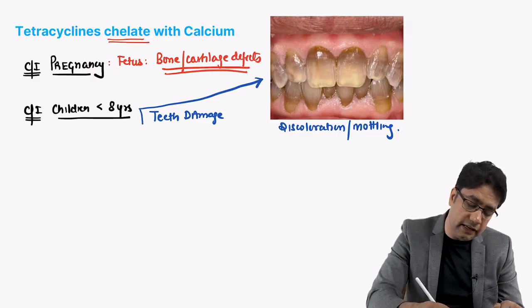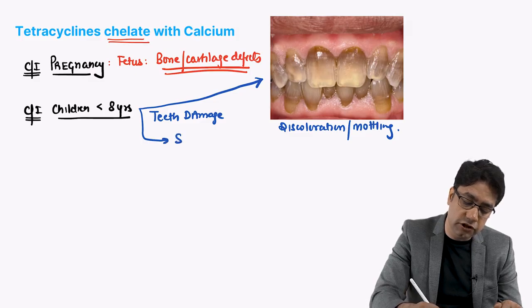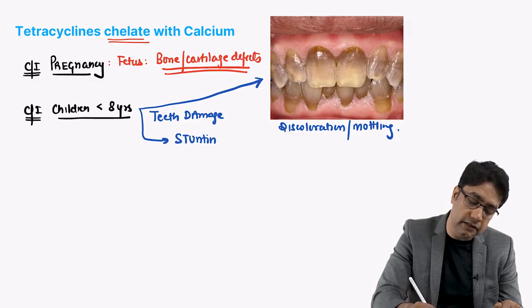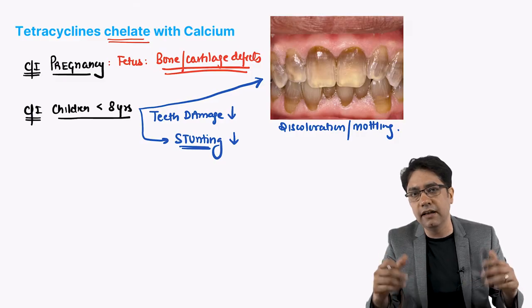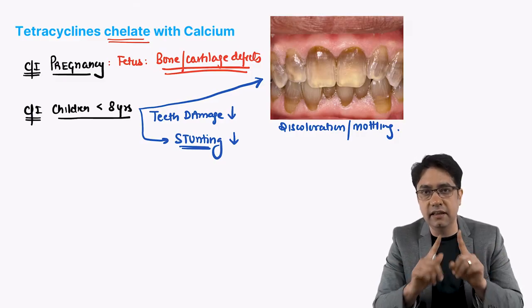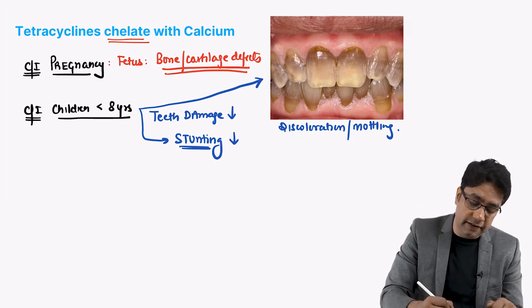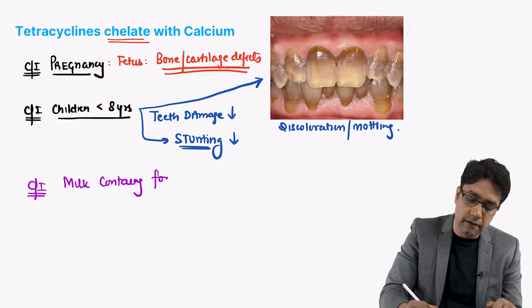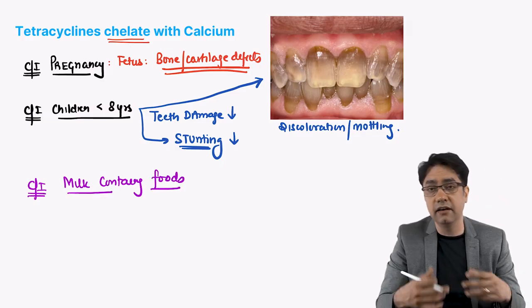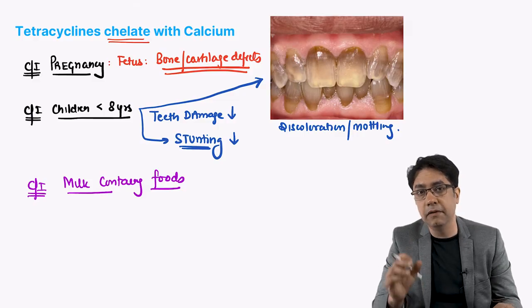Second point is, till 8 years of age, it will lead to stunting. Stunting means the height of that child will remain very dwarf. It will not increase. Because of this risk, we never give tetracycline in children and pregnancy. Last point, tetracyclines are contraindicated with milk containing foods like cheese, in India, ghee. So anything which is made from milk, don't give tetracycline along with those foods.